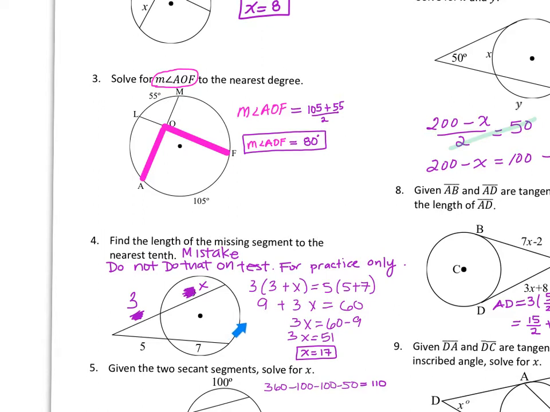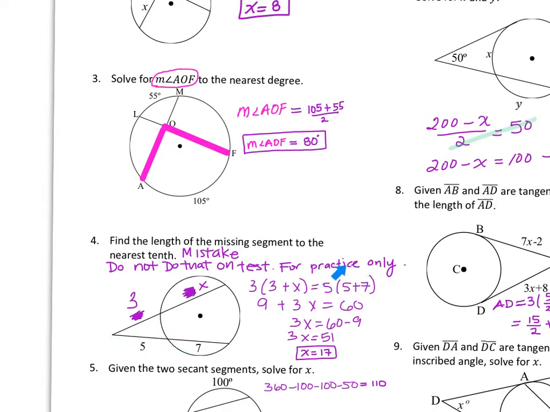On number 4, this was a mistake. We used to have the x here and the 10 here. I actually switched it to 3 and x so that we can practice what we need to for a test. So it's 3 times 3 plus x, which is here, and then 5 times 5 plus 7, which is here.